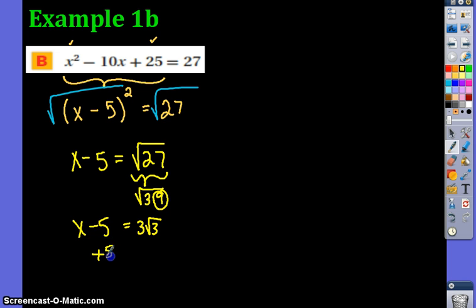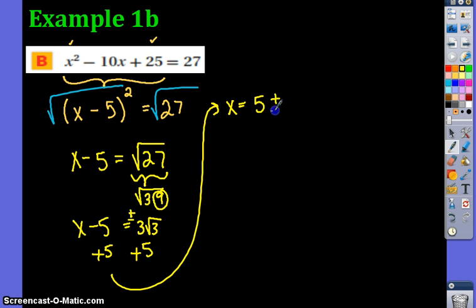We're going to add 5 to both sides. Oh, I left off a key step. We have to remember that this is plus or minus 3 times the square root of 3. So we'll go ahead and add our 5. I'll come up here, out of room. Our final answer is x is equal to 5 plus or minus 3 times the square root of 3.